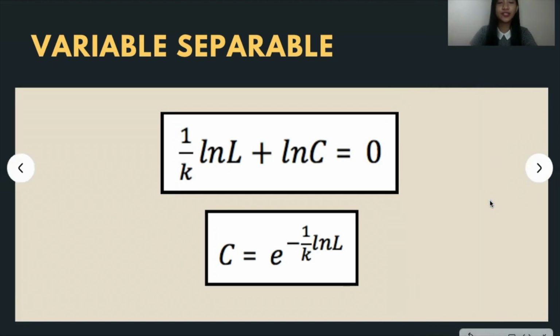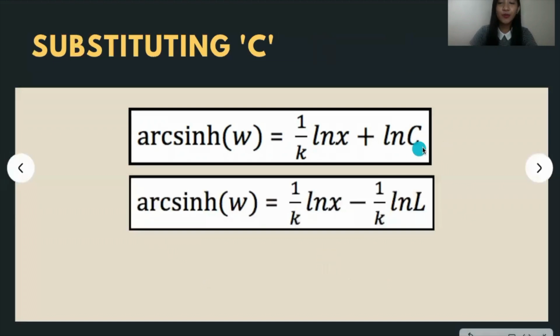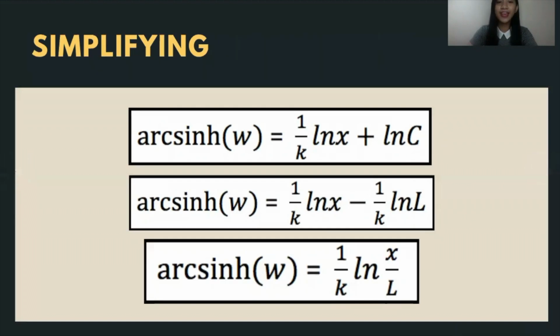And then we need to substitute x to L meters because it is the initial distance between the cop and the thief, and then we will be equating it to 0. So applying the rules in natural logarithmic equations, hence c will be equal to e raised to negative 1 over k ln L. And then going back to the equation earlier, substituting c, we would be getting this. And then simplifying, we would be getting arc sinh w be equal to 1 over k ln x over L.